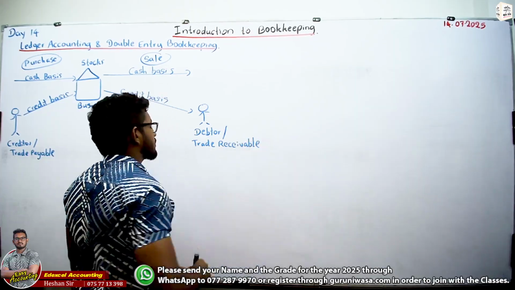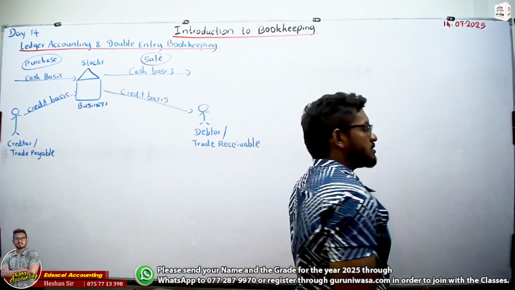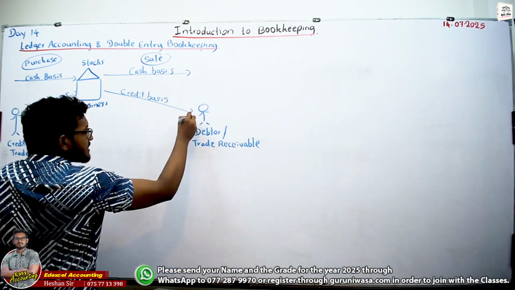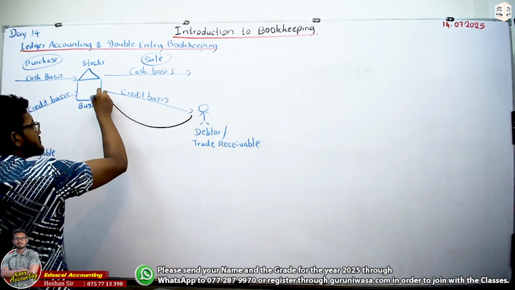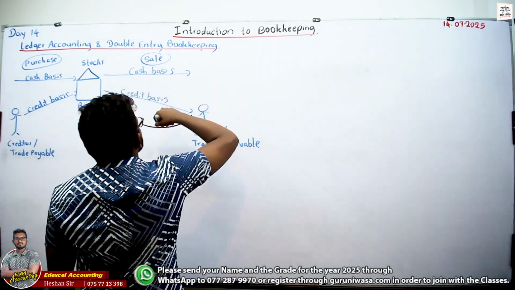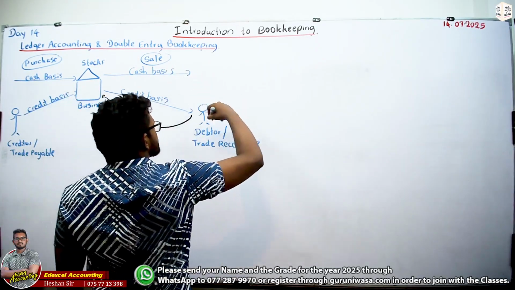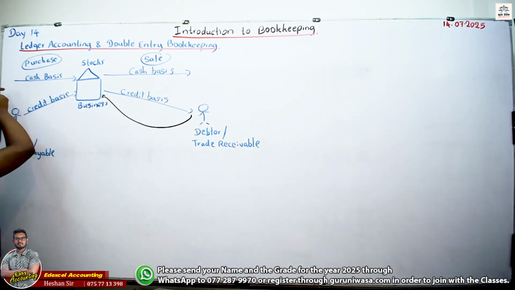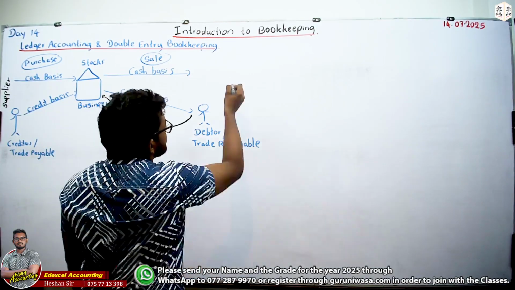Just remember, only credit basis sales are returned by the customer. This is the customer, we sell the goods to customers. And this is the supplier: either on a cash basis or credit basis, they supply goods.